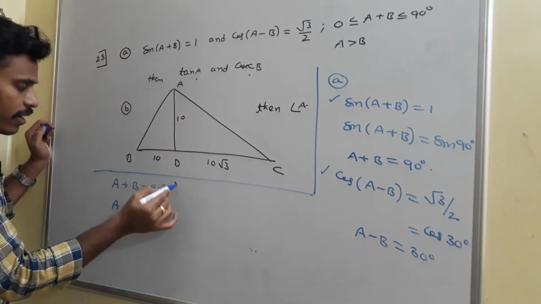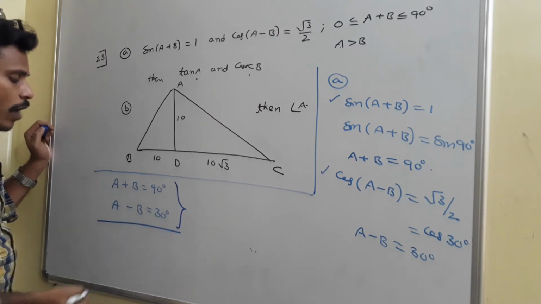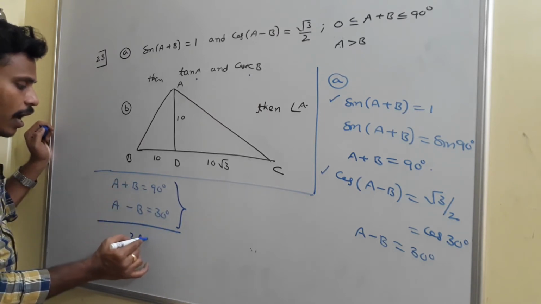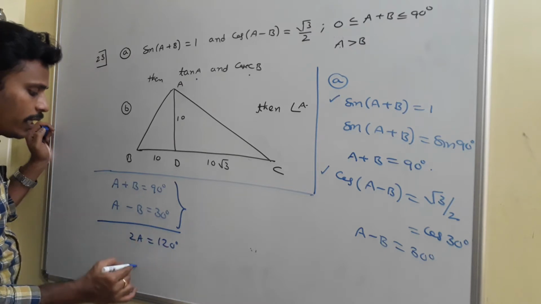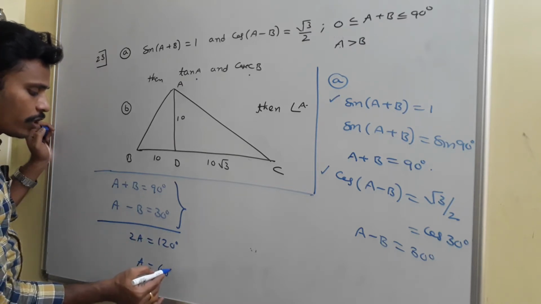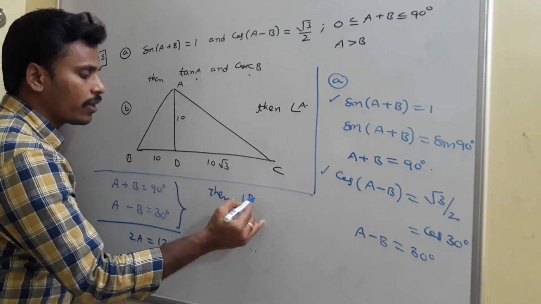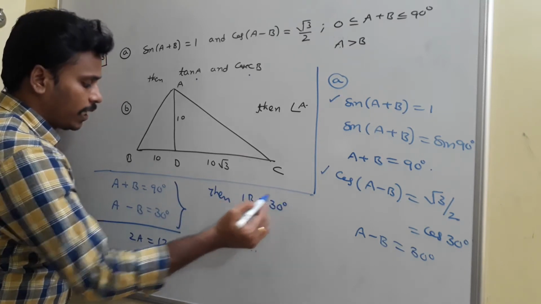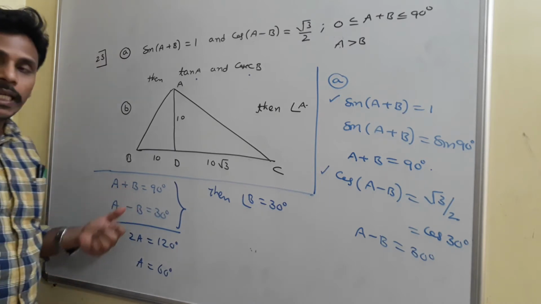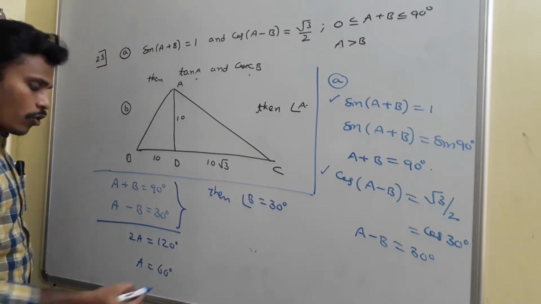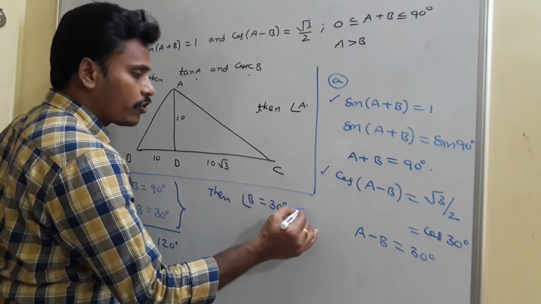For that, just try to get the values of A and B. If you add these two, B will get cancelled, and 2A is equal to 120 degrees and A is equal to 60 degrees. If A is equal to 60, then it is easy to say that B is equal to 30 degrees because the sum of those two is 90 and the difference of those two is 30. So angle A is 60 and angle B is 30.